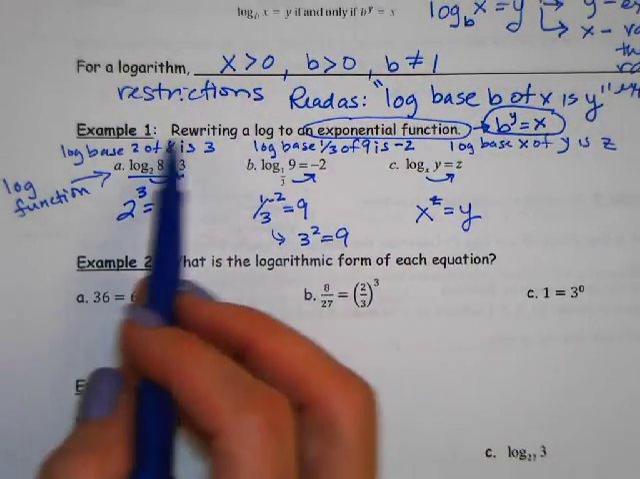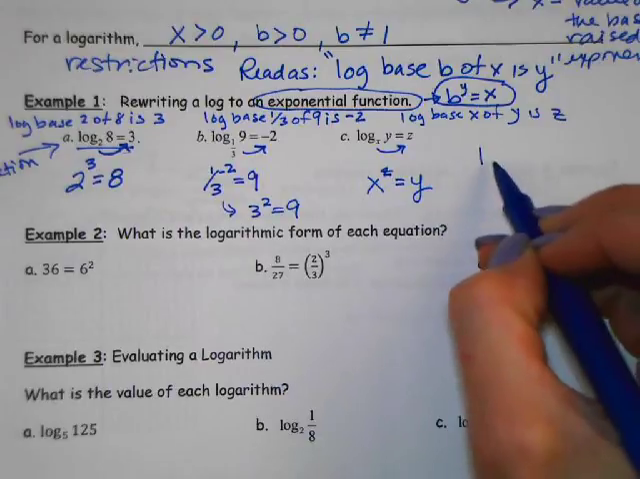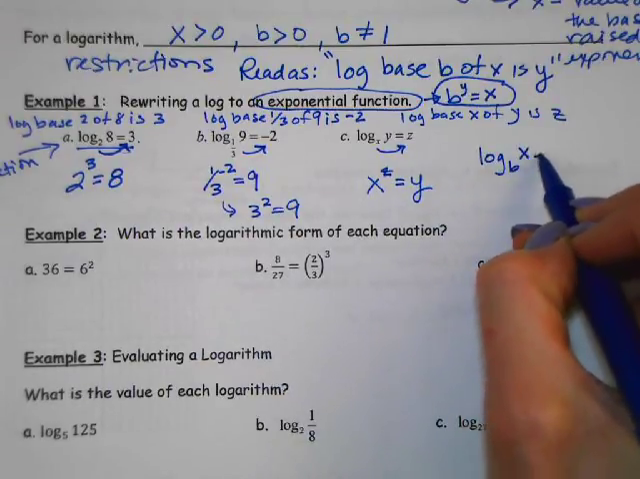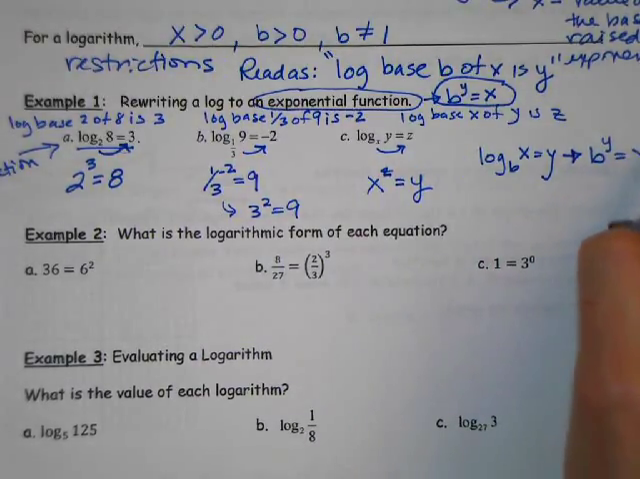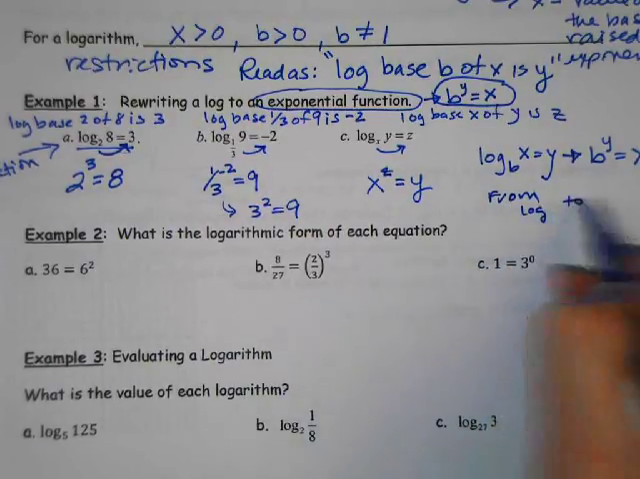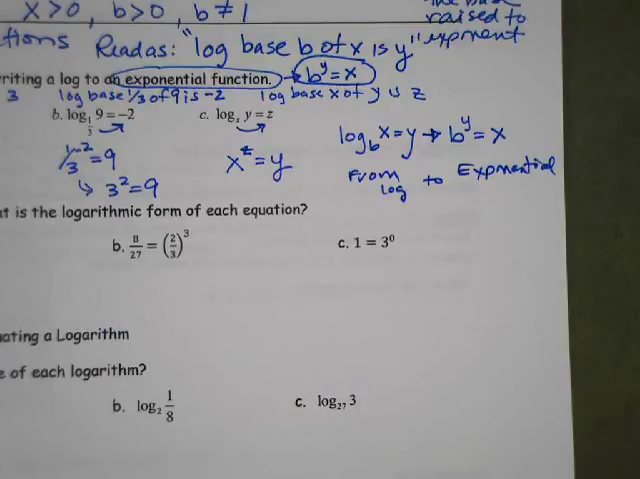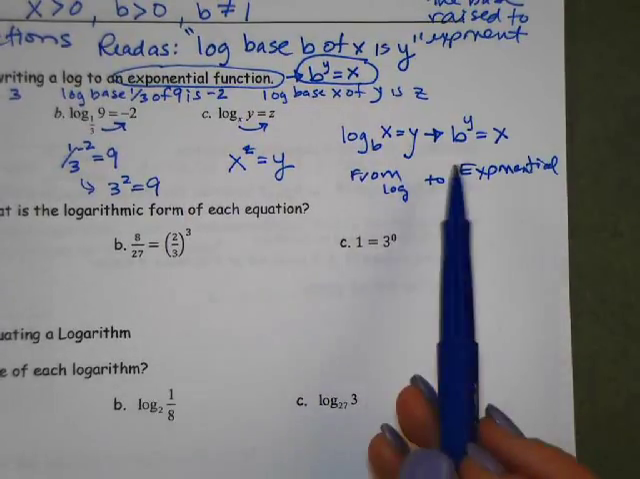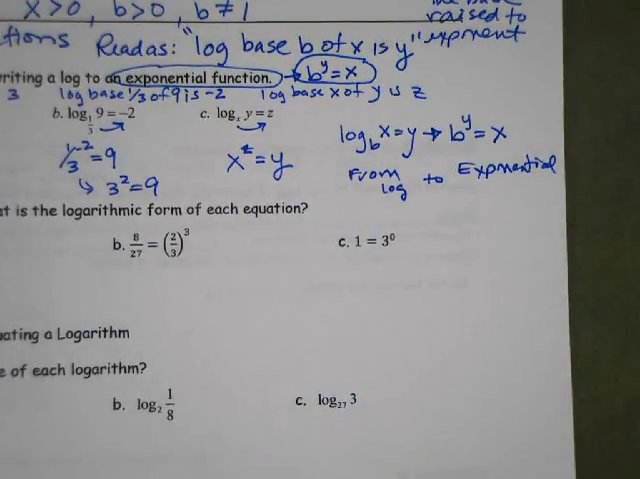So going from a logarithm function to an exponential function, you take log base b of x equals y, and that gets converted to b to the y equals x. That's converting it from log to exponential. Does that make sense? Good. Just like you can go one way, you can work your way backwards. So I can now go from an exponential to a log.